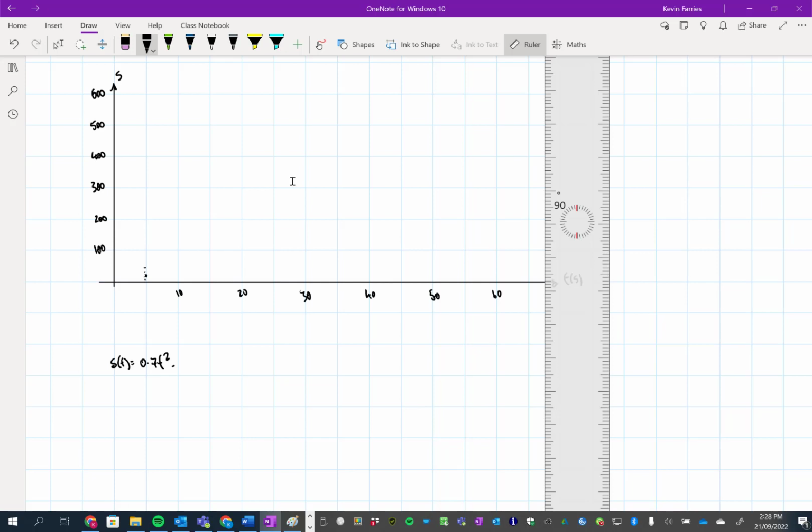And we're going to have 0.7. So at 10 seconds, it's going to be 0.7 times 10 squared, and it's going to be up at 70. So it's going to be around here somewhere. And then it's going to be at 0. So you can see that that's going to be a curve. And so it's going to go something like that.